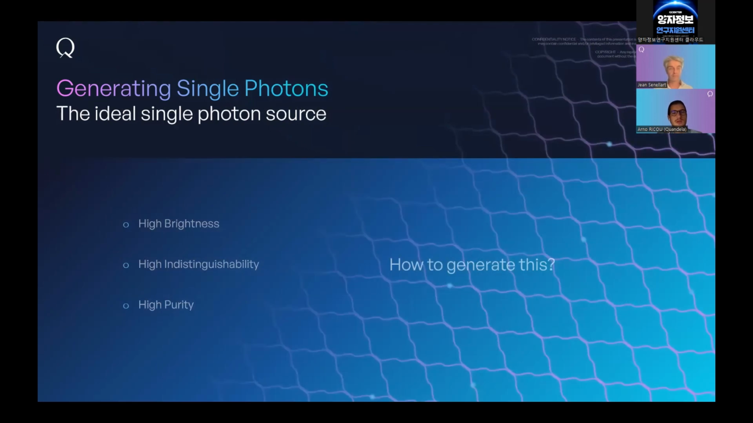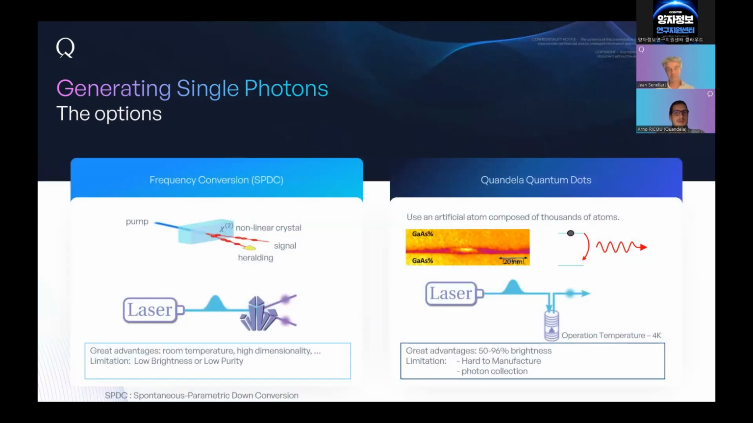So as you may have understood, what we're looking for, the ideal single photon source to initialize our state, is a source with a high brightness, high indistinguishability, and high purity. And well, how shall one do that? So there are two main approaches to generate single photons. The first one is using what we call a frequency conversion method, so an SPDC source, for spontaneous parametric down-conversion.